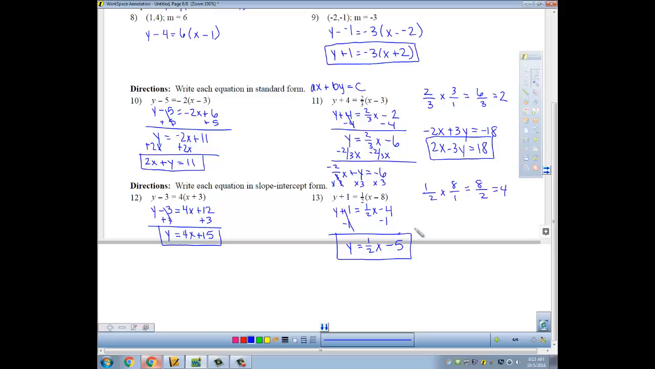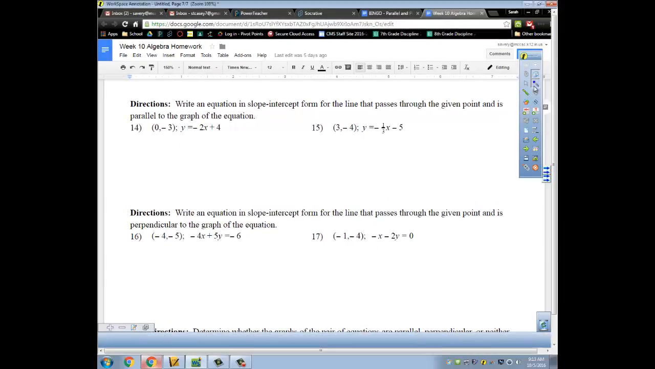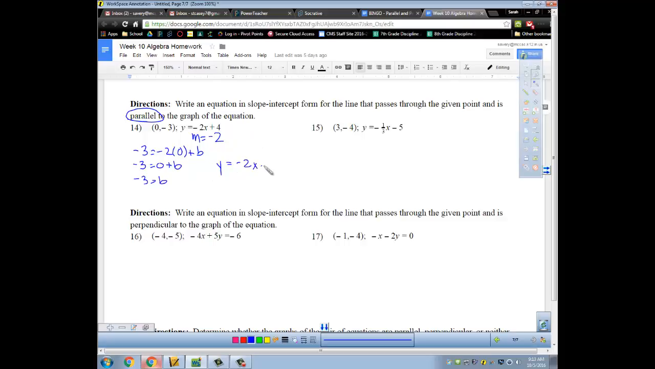Okay, moving on to the last page. Number 14 and 15, we're putting in slope-intercept form for lines that are parallel. So I know I need my slope to be negative 2 because it needs to be the same. So plug in your numbers. Negative 3 equals negative 2 times 0 plus b. Negative 3 equals 0 plus b. So b equals negative 3. So your final equation, y equals negative 2x minus 3.